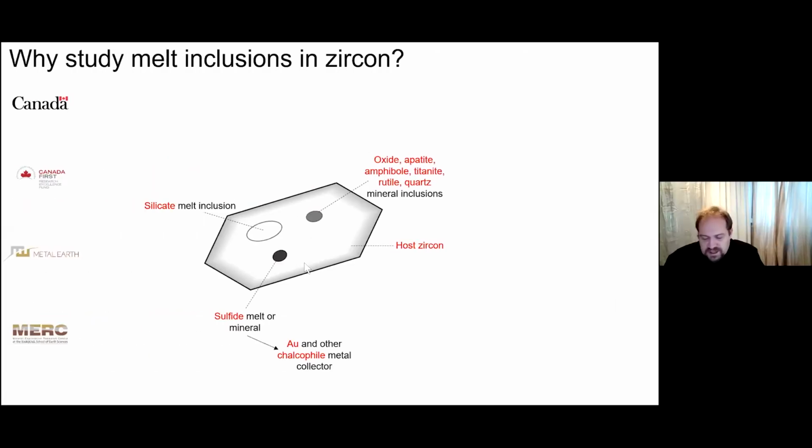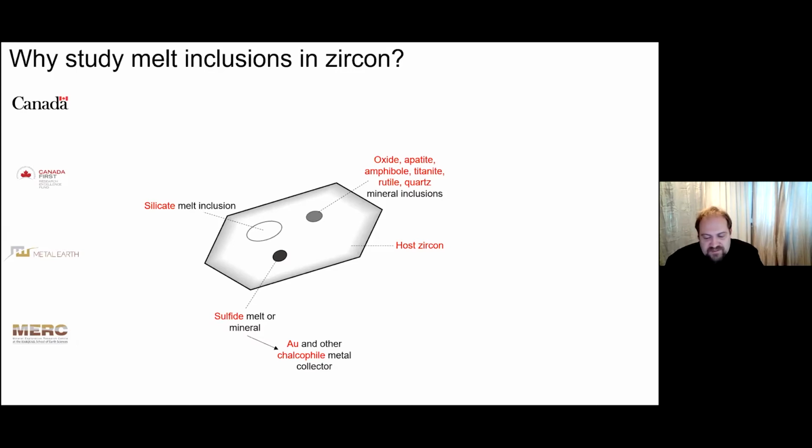So why study melt inclusions in zircon? Unlike many minerals that are compromised, as I said, preservation is the key in terms of the host phase. And so in a typical zircon, we typically have three categories of inclusion that are recognized. Silicate melt inclusions contain trapped samples of silicate liquid.